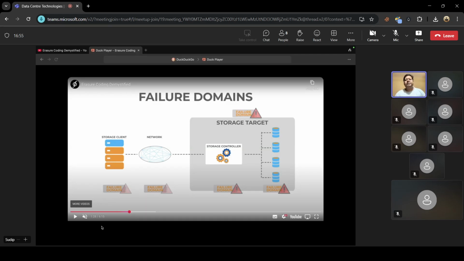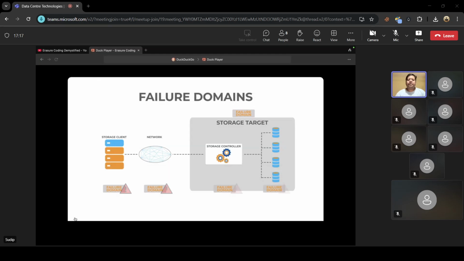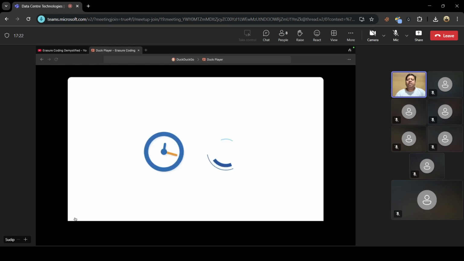And we need to build technology, an architecture, in such a way that even if there is a failure, there is no loss of data, number one, and whatever data is there on the storage should be accessible. You should be able to read or write to it. And these RAID technologies are mostly taking care of the failure domain on the extreme right, which is the hard disk only.